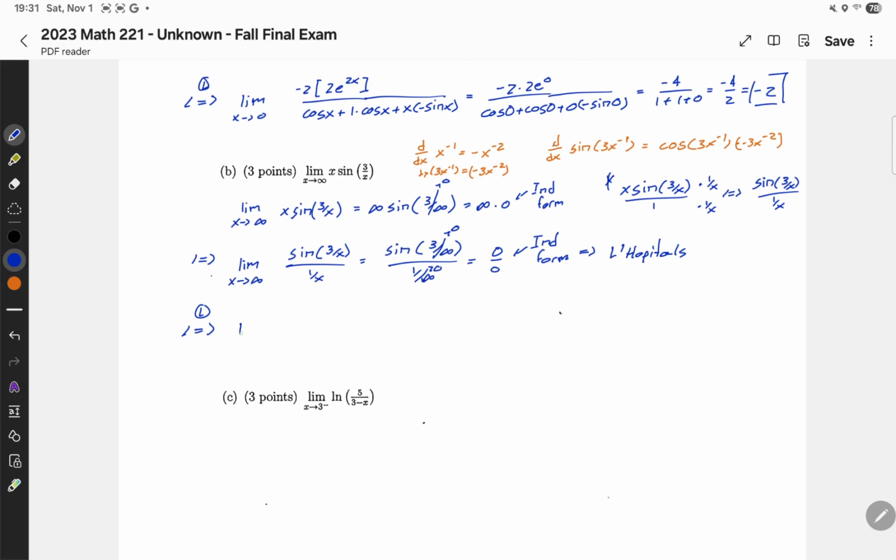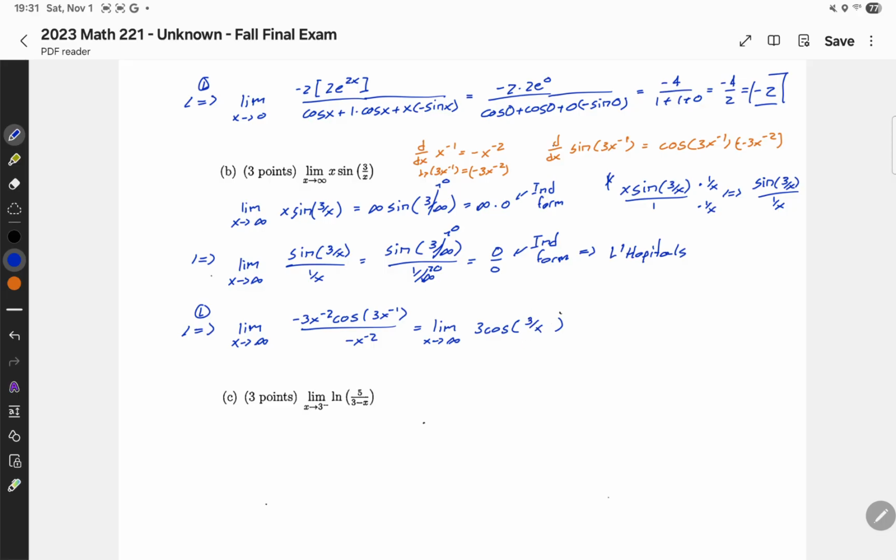Let's write the limit first. As we just saw, this top bit is going to be minus 3x to the minus 2 cosine of 3x to the minus 1. This bottom bit is going to be minus x to the minus 2. This minus x to the minus 2 is going to cancel from both the top and the bottom, and we're just going to be left with the limit as x approaches infinity of 3 cosine of 3x to the minus 1, which for right now, I'll just rewrite as 3 over x.